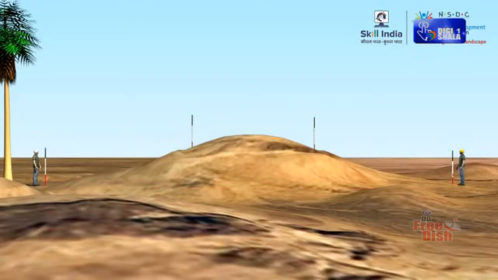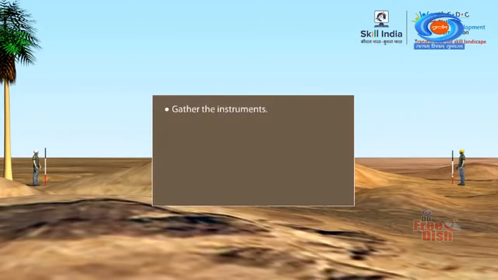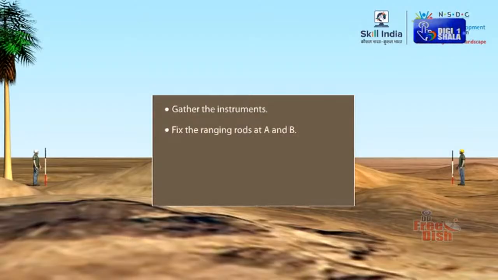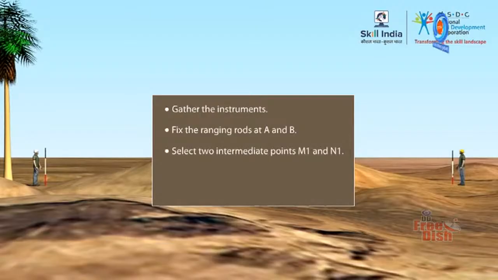Therefore, for measuring the distance between A and B that are not intervisible, you must follow these steps of indirect ranging. Gather the instruments. Fix the ranging rods at A and B. Select 2 intermediate points M1 and N1. Repeat the aligning process.